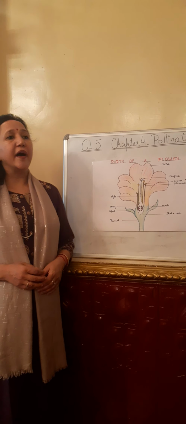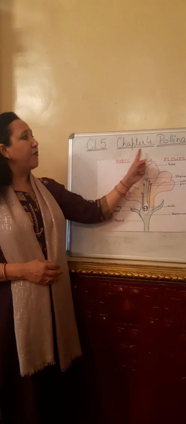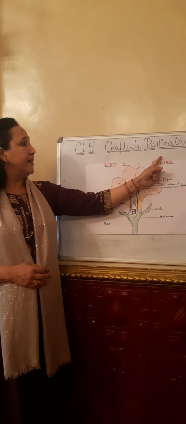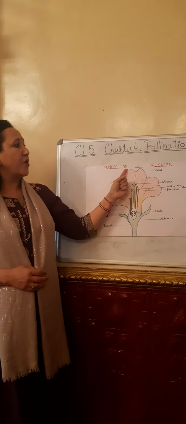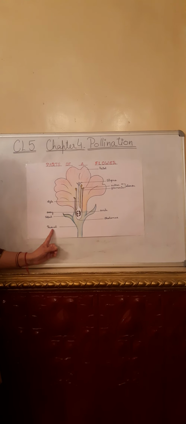Students, today we are here for the science class. Today I am going to teach you chapter 4, pollination. In this I am going to teach you children the parts of a flower. Now children, before starting I would like to tell you that the flower is a reproductive part of a plant. Now we are going to start from here.